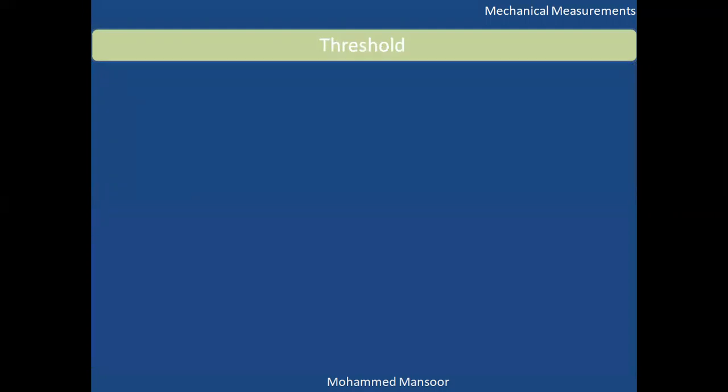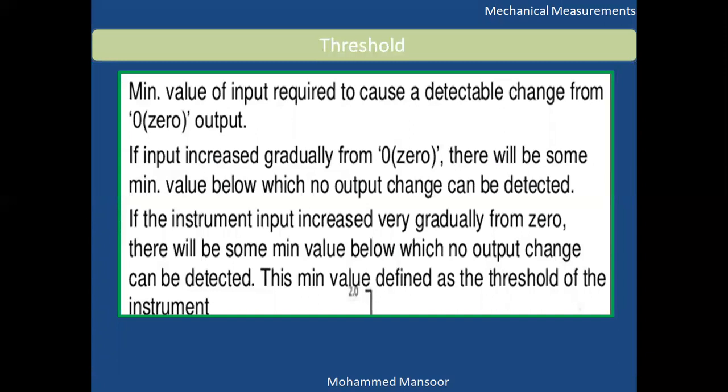Next, threshold. What do you mean by threshold? Threshold means the minimum value of input which is required to cause a detectable change. If you want your input to be detected, that input should be of a certain value, and that certain value is the minimum value. If the input is increased gradually from 0, there will be some minimum value below which no output change can be detected. This minimum value is regarded as the threshold of that instrument.